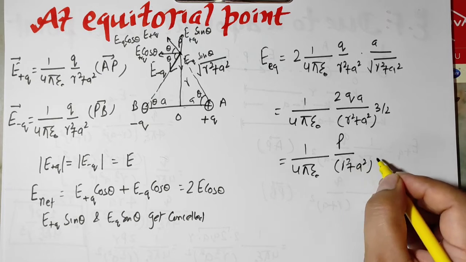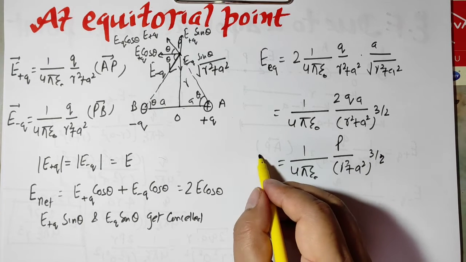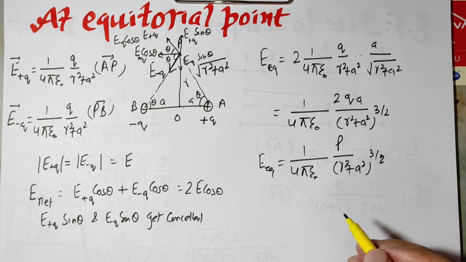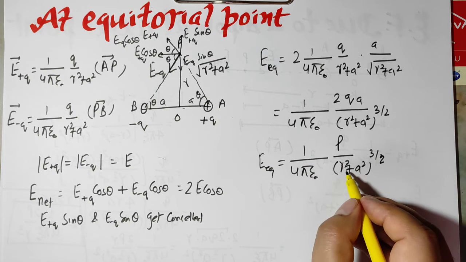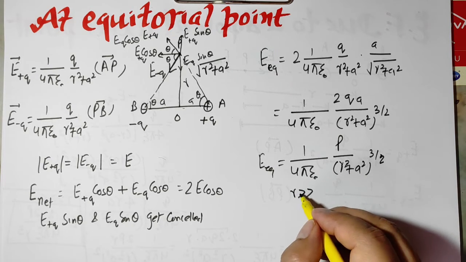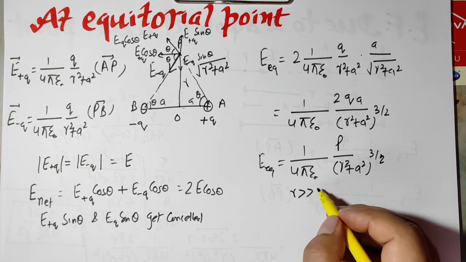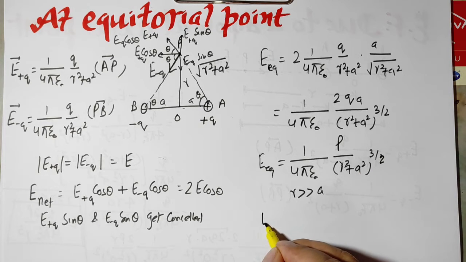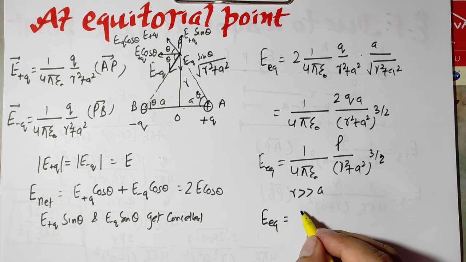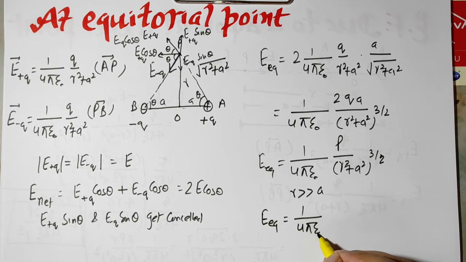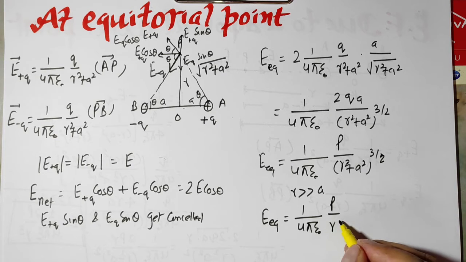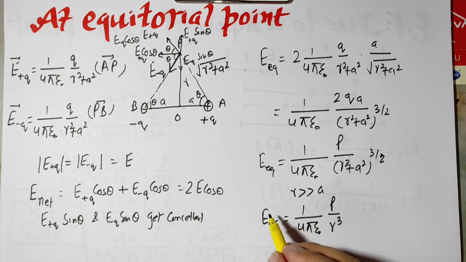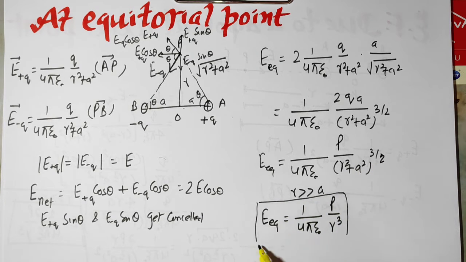So far we have this story. Electric field at equatorial position is this. But now at this point, r is much more than a, so we can ignore a here. And now we have E at equatorial position is 1 upon 4 pi epsilon naught, p upon r cube. If you ignore this, you have r square into 3 by 2. The 2 will be cancelled, and we have r cube. This is the electric field at equatorial position.